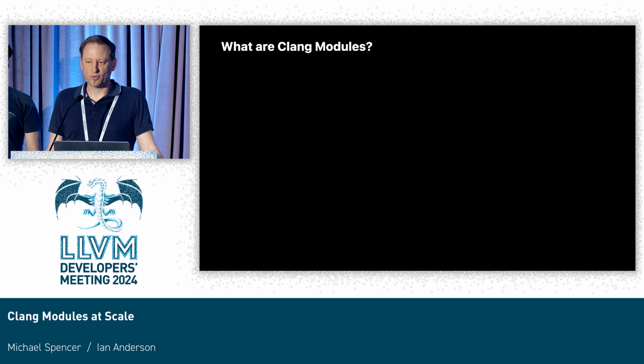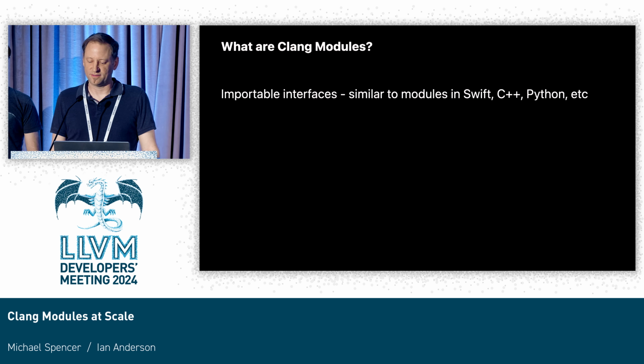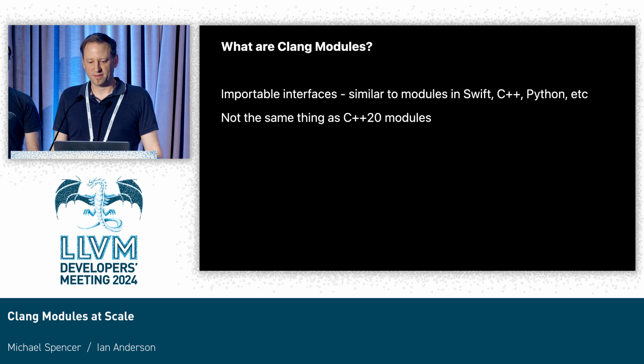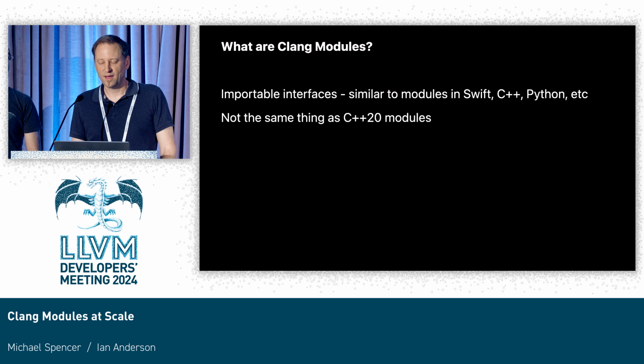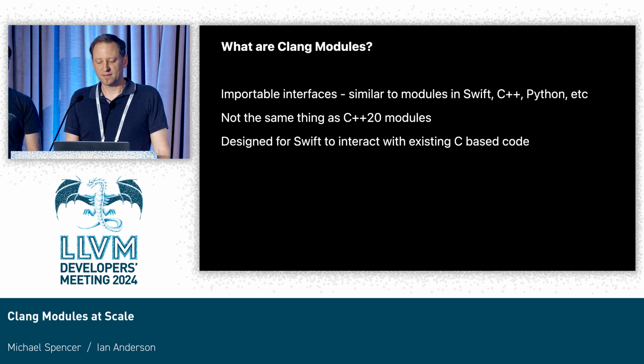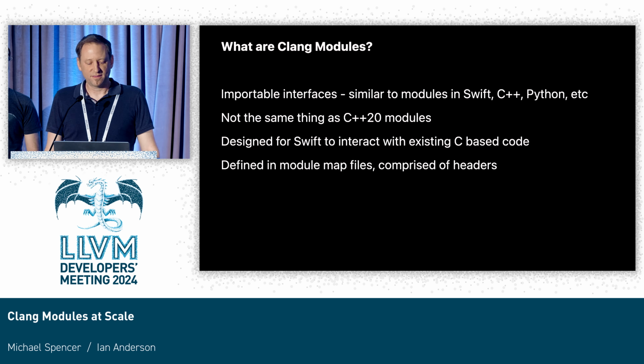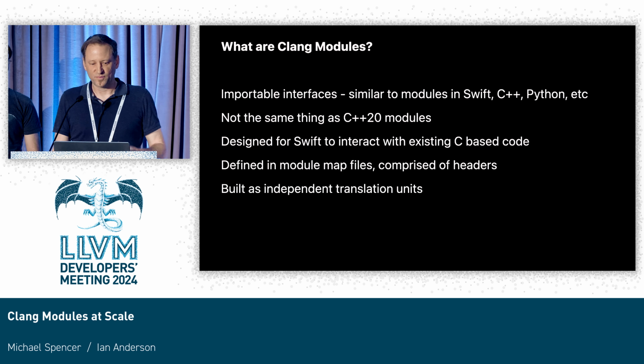So Clang modules are importable interfaces. This is similar to the module features, the import that you see in Swift, C++, Python, and other languages. They're not the same thing as C++ modules. They're pretty similar, but they predate them by about 5 years. They were designed for Swift to interact with existing C code, and they can also be used from C and C++. They're defined in module map files and comprised of headers. And they build as independent translation units. And this one's pretty important. We're going to come back to that several times.